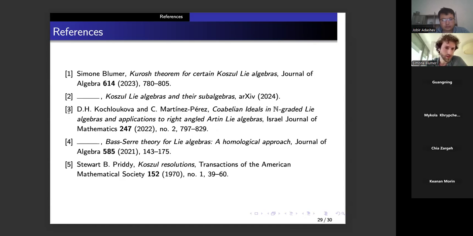And now the third and fourth references are Kochloukov and Martínez-Pérez that I cited before on the exact sequence from the HNN extension, and it appears also the result about the Bestvina-Brady Lie algebra. And finally, the last one is where Koszul algebras were first introduced in the literature.